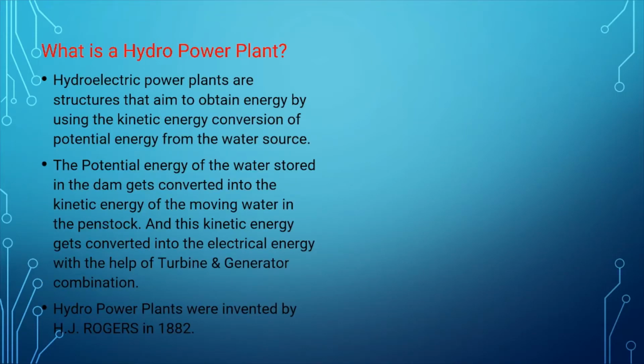What is a hydropower plant? Hydroelectric power plants are structures that aim to obtain energy by converting the potential energy of a water source into kinetic energy. The potential energy of the water stored in the dam gets converted into the kinetic energy of the moving water in the penstock. And this kinetic energy gets converted into electrical energy with the help of a turbine and generator combination. By the way, hydropower plants were invented by Rogers in 1882.